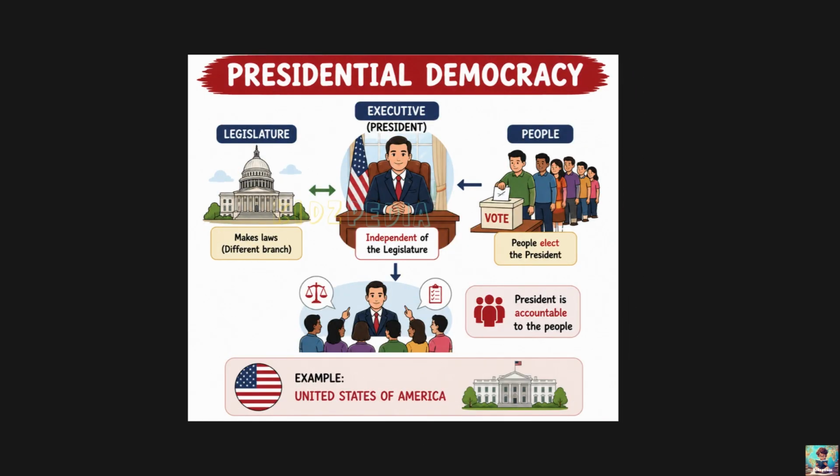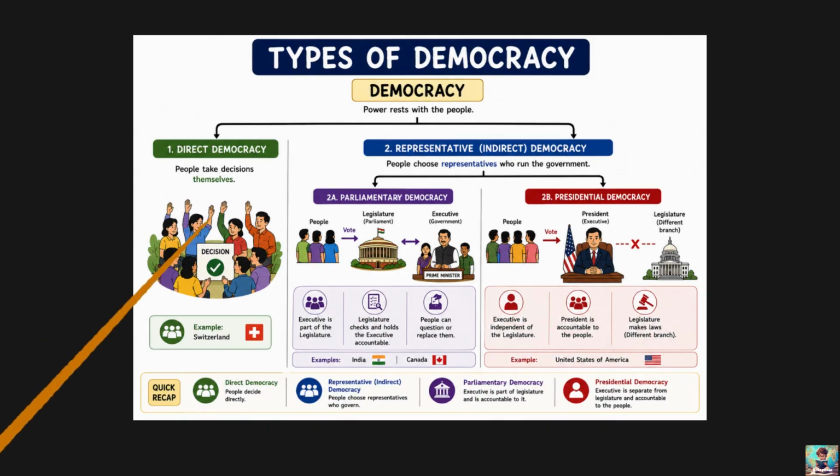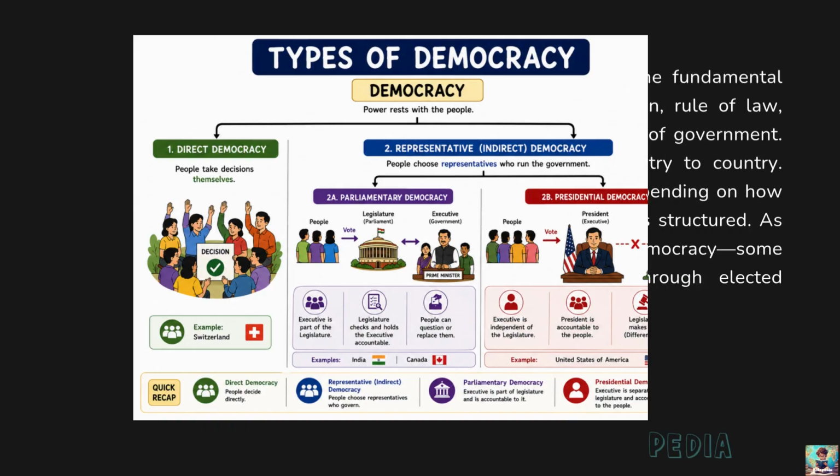In presidential democracy, the situation is different. The executive is independent of the legislature. The president is elected by the people and is answerable to the people. The United States of America is an example of presidential democracy. So don't get confused. In direct democracy, people themselves make most decisions. In representative democracy, people choose representatives to make decisions. Then representative democracy can be parliamentary or presidential depending on how the executive and legislature are related.